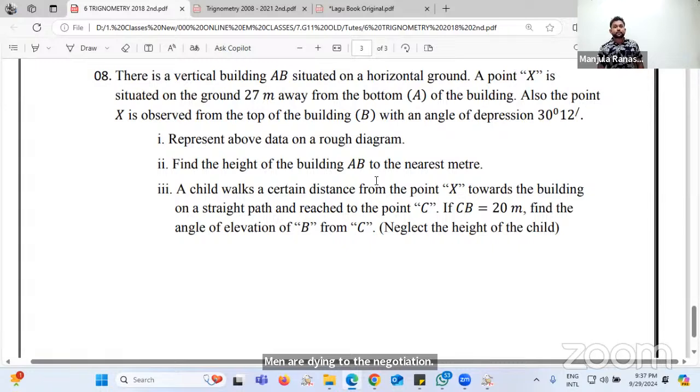Right. So there is a vertical building AB situated on a horizontal ground. This is the vertical wall, situated on a horizontal ground.